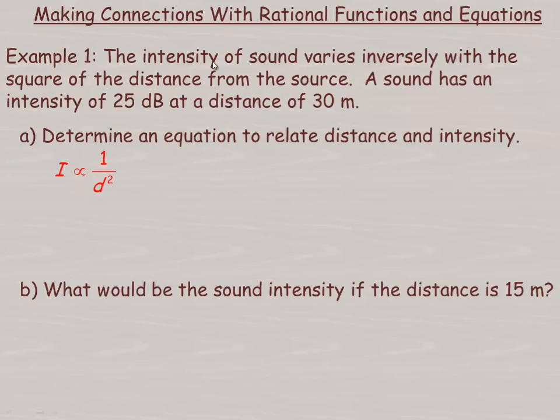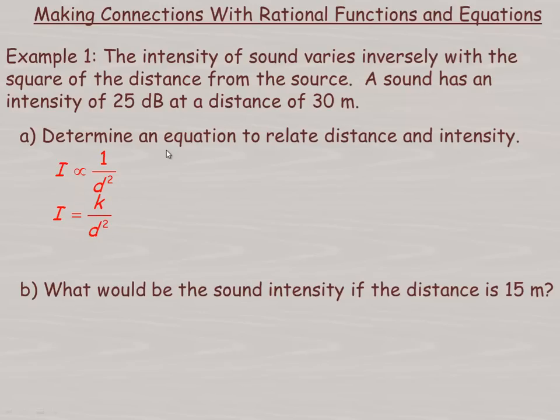Now this first sentence, the intensity varies inversely with the square of the distance. So the intensity, and this is the symbol for is proportional to or varies with. And when it says inversely with the square of the distance, that means 1 over the distance squared. Now to write that as an equation, there's some constant, I'll call it K, that the intensity is that constant divided by d squared. So that's how you write it as an equation.